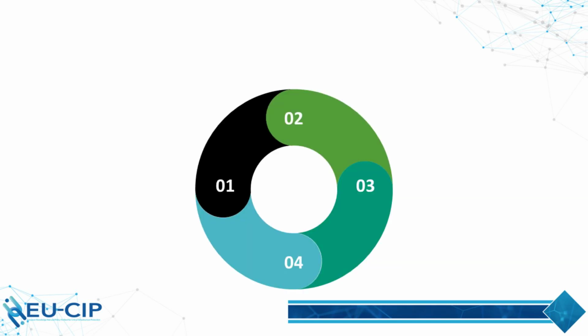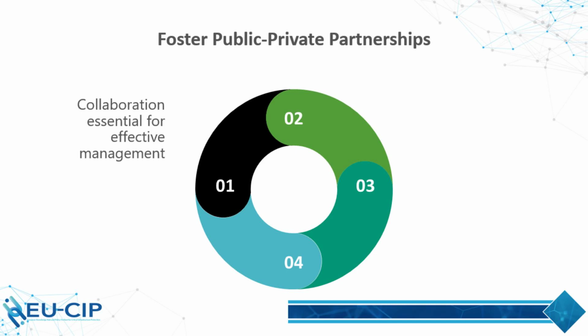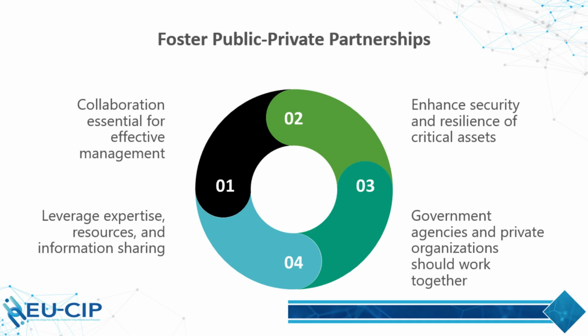Collaboration between the public and private sectors is essential for effectively managing critical infrastructure requirements. Public-private partnerships can help leverage expertise, resources, and information sharing to enhance the security and resilience of critical assets. Government agencies, industry associations, and private organizations should work together to develop and implement best practices.